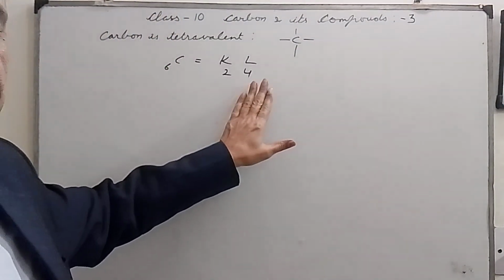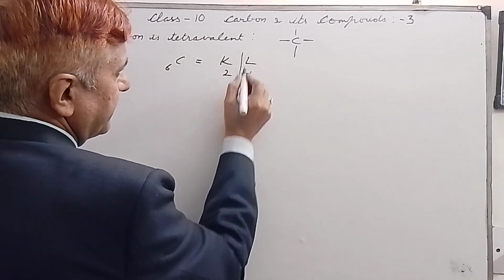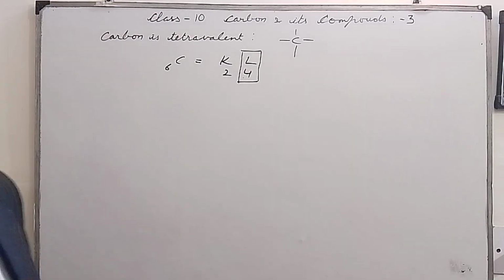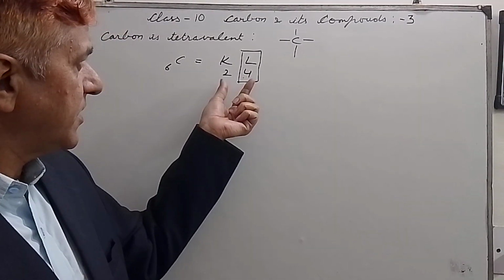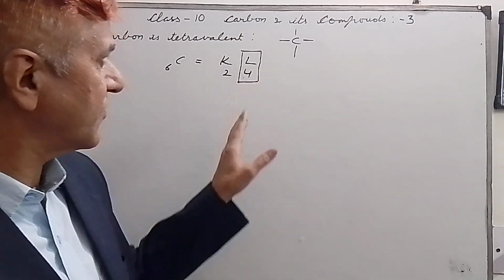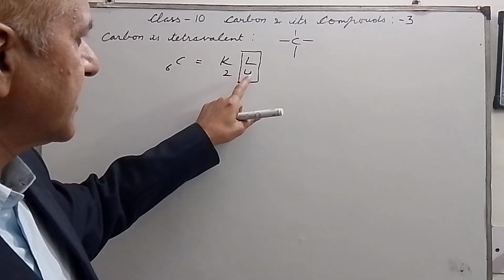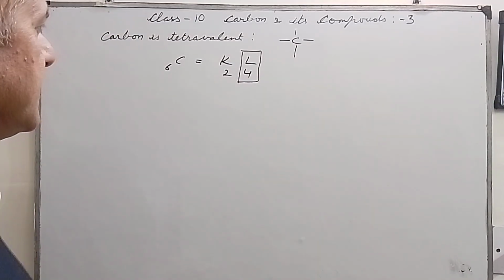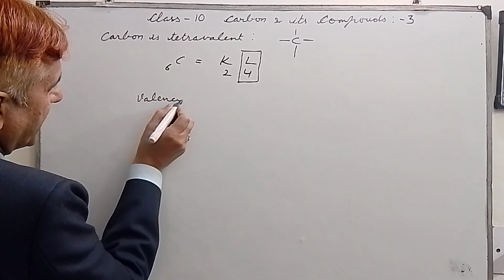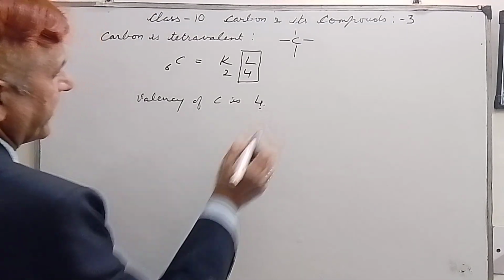I have explained all these things thoroughly. So now how many electrons are there in outermost shell? Outermost shell is very very important, whether it is to know valency or bond formation. In all these things, outermost shell is very important. So how many electrons are there in outermost shell? 4. So its valency is 4. So valency of carbon is 4.